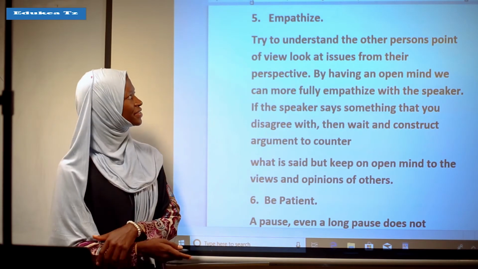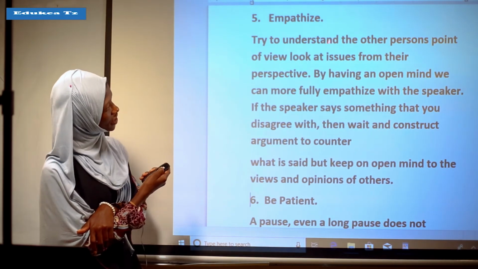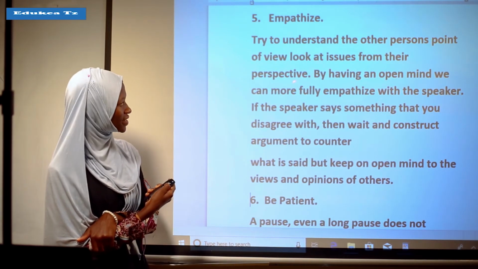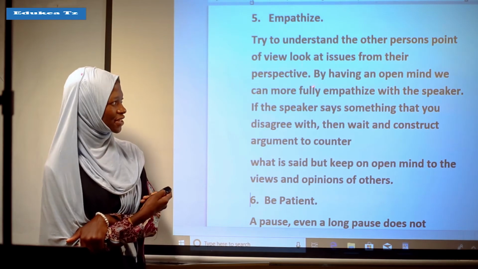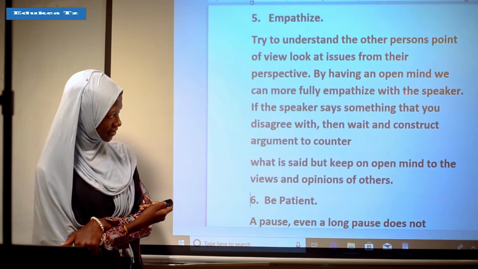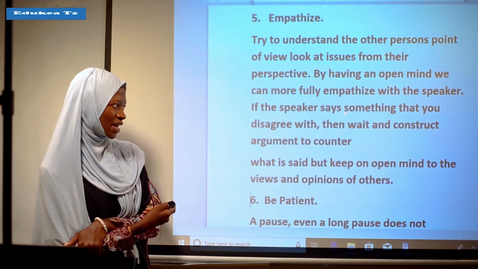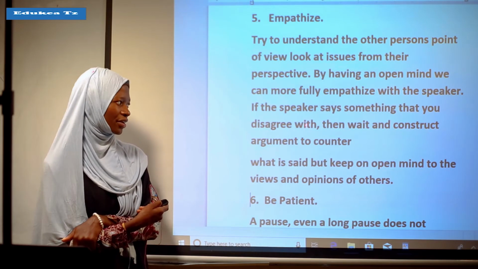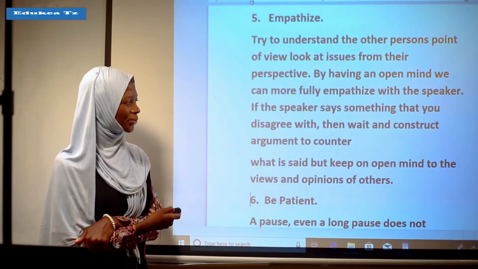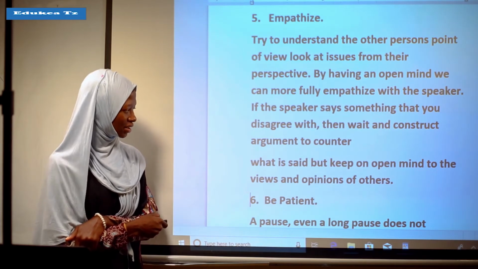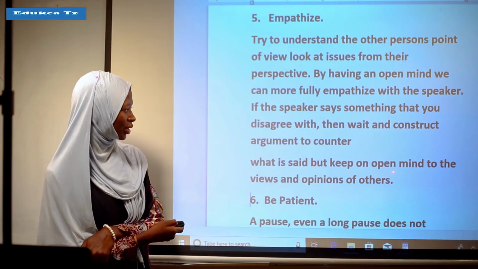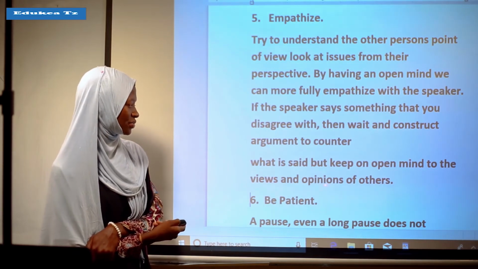Next is empathize. Try to understand the other person's point of view. Look at the issue from their perspective. By having an open mind, we can more fully empathize with the speaker. If the speaker says something that you disagree with, then wait and construct an argument to counter what is said, but keep an open mind to the views and opinions of others.